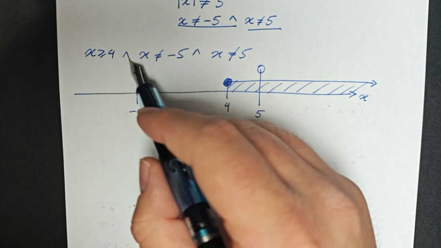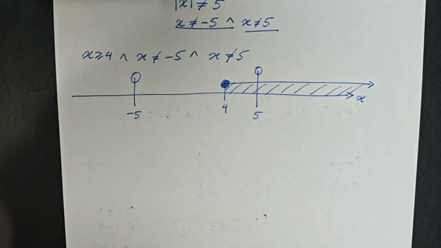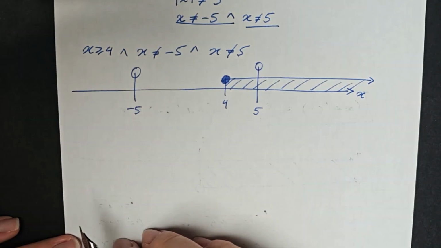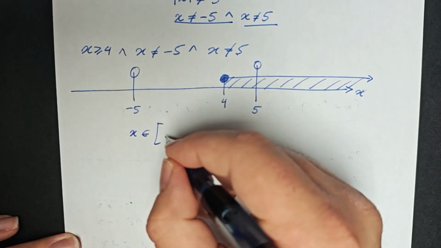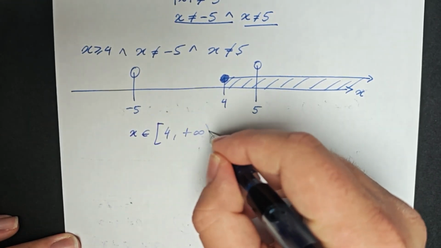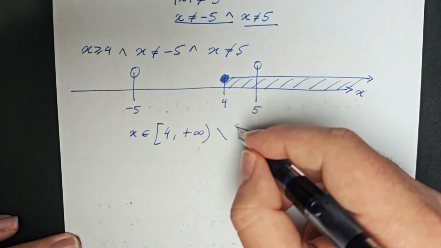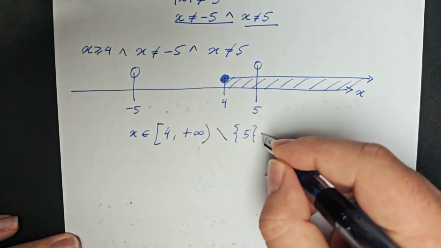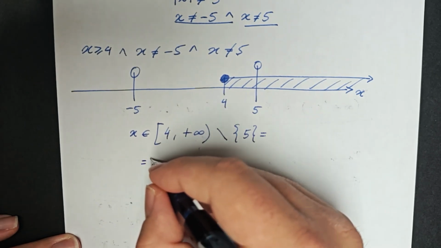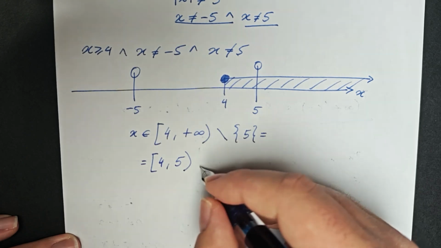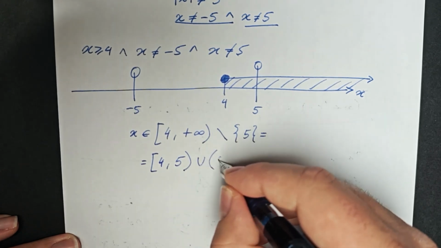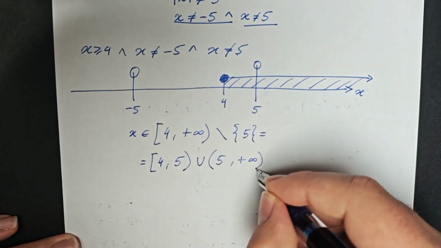As you can see, we have the conjunctions of these cases, and that means that we have to take an intersection of their corresponding sets. Thus, we get that x is a value from the set from number 4 to positive infinity, which we are going to exclude from number 5. This can also be written as a set from 4 to 5 closed parenthesis, union from 5 to positive infinity.